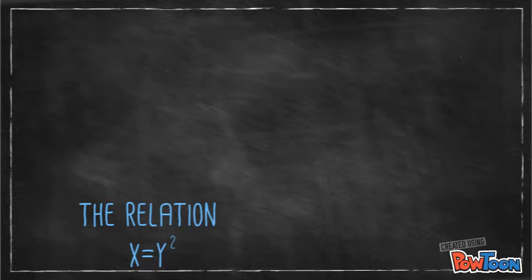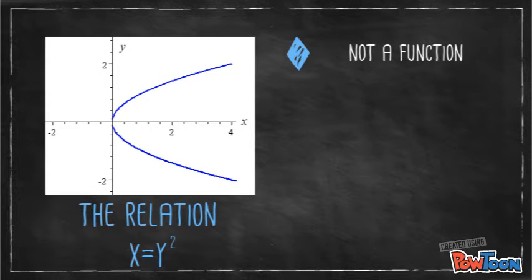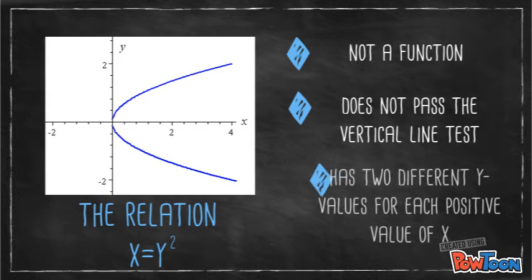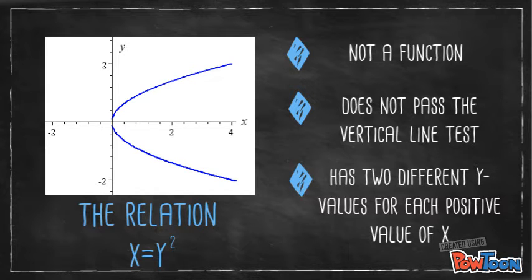The relation x equals y squared is not a function. It does not pass the vertical line test. The graph on the left shows how a vertical line will go through 2 points at a time, making it a relation, not a function.